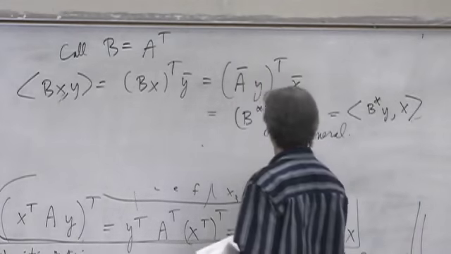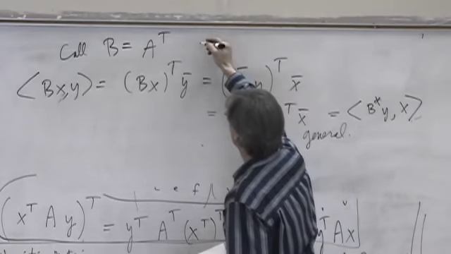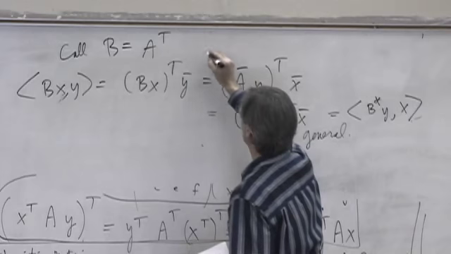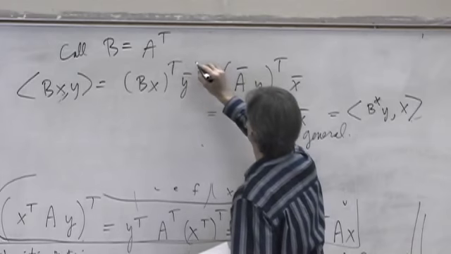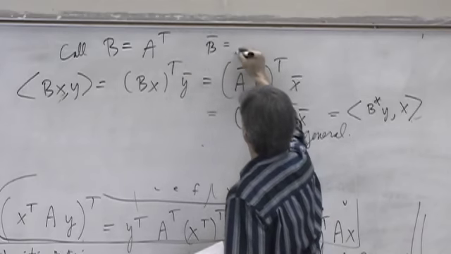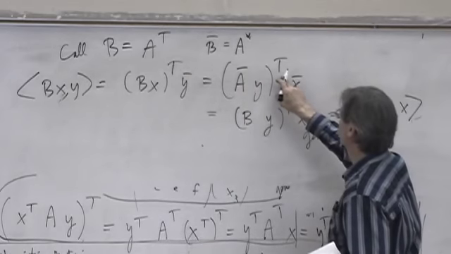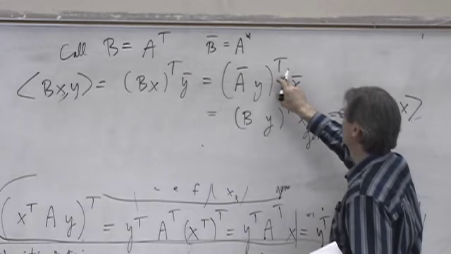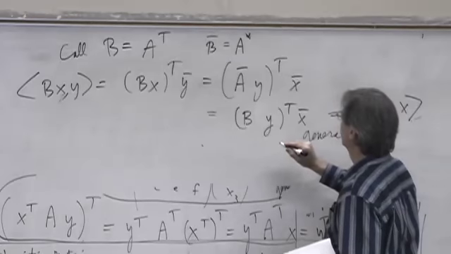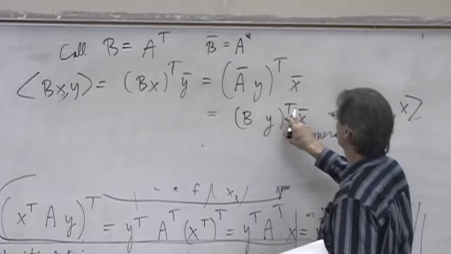I'm sorry, I have a transpose wrong. This is not correct. You're right. If I take the conjugate of both sides, I'll have B bar equals A star, right? So this is the conjugate transpose, so therefore I want to have B bar in here, right? Yeah, B bar. A B transpose.